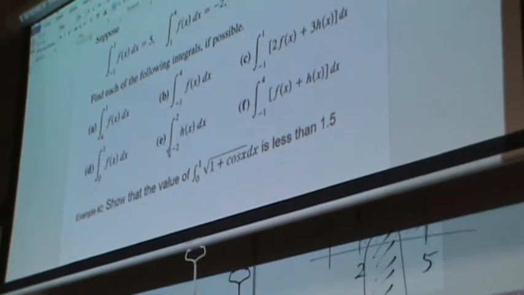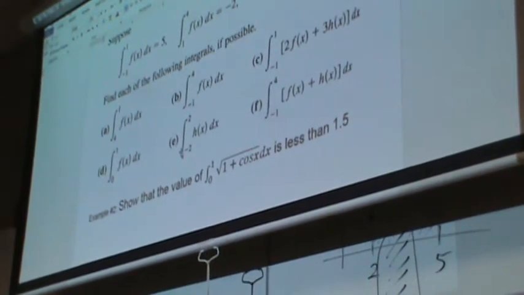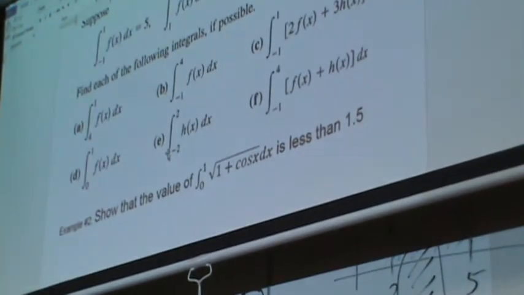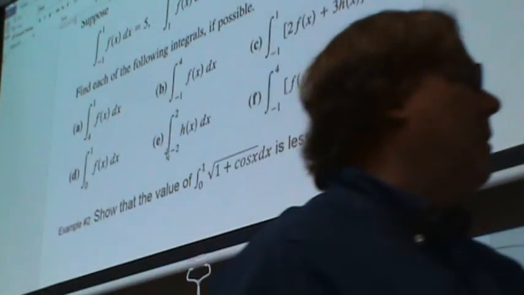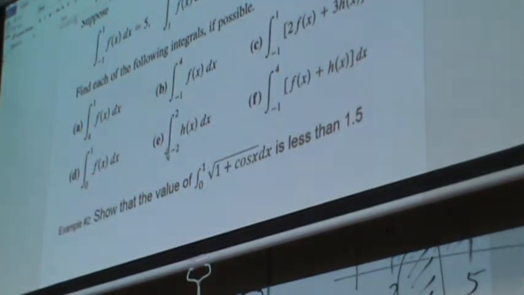How do I know that the integral of the square root of 1 plus cosine x dx from 0 to 1 has to be less than 1.5? How would I know that? Because after 1.5, does cosine become a negative number? Hey, you're on the right track. You're looking at cosine x. You're trying to figure out what values cosine of x could take on. That's the right way to do it.